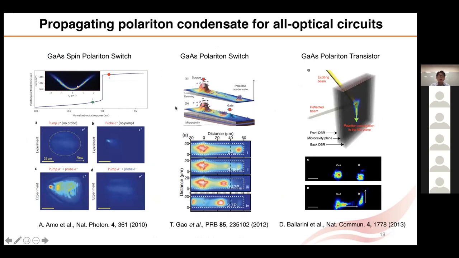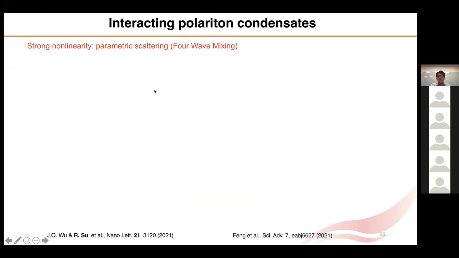And indeed, people are using it for realizing, for example, spin polariton switches, as well as polariton transistors for building those optical circuits, while most of these schemes in early days were limited to the gallium arsenide system. To demonstrate, for example, optical switching with our perovskite system, one will need to show a strong nonlinearity exists in our system.